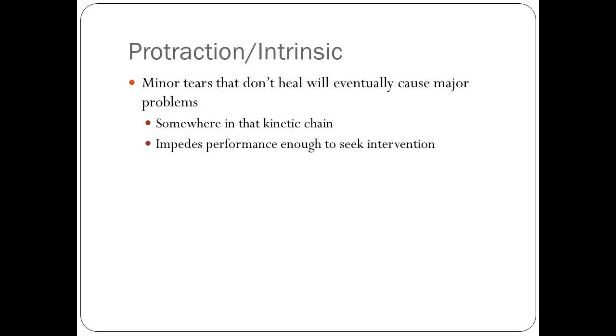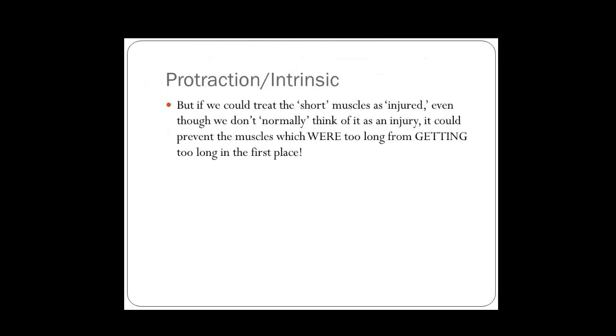Problems develop when that minor injury doesn't go away and the shoulder is still used in the same manner as before the injury. The micro tear that is there gradually turns into a bigger tear that will eventually impede the performance of the shoulder enough to seek intervention. But if we treat the short muscles as injured, even though we don't normally think of it as an injury, it could prevent the muscles which were too long from getting too long in the first place.